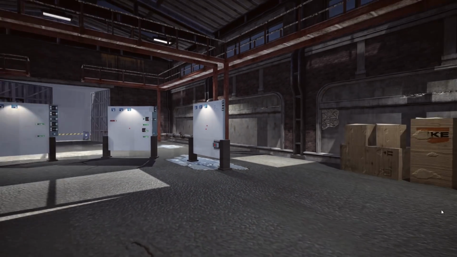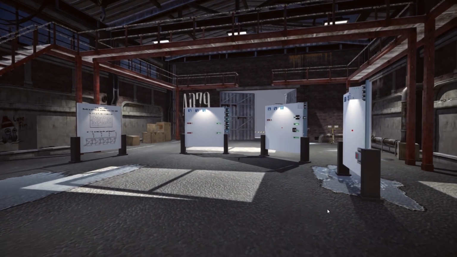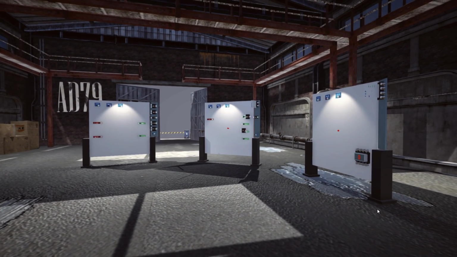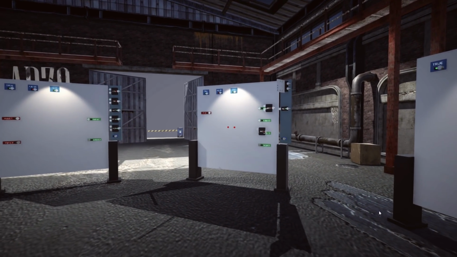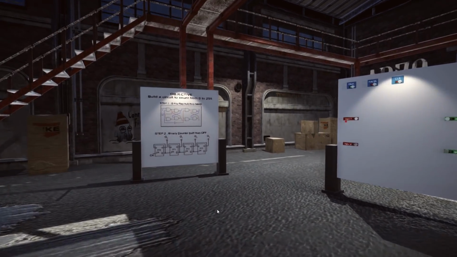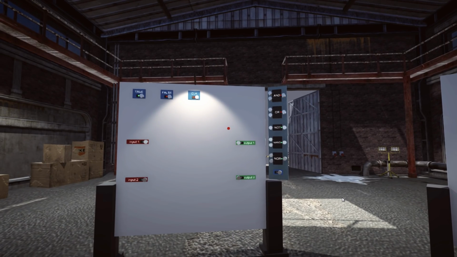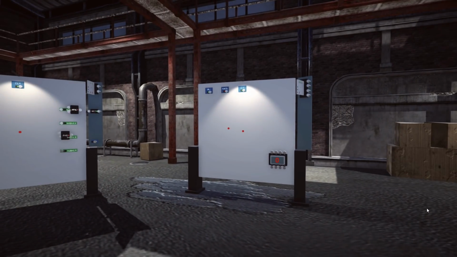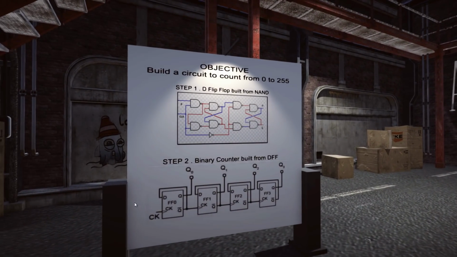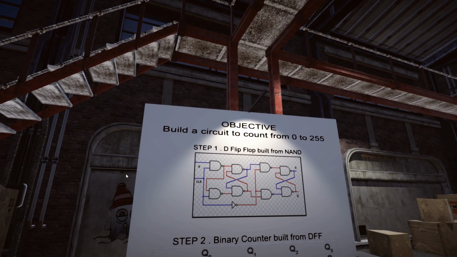So this is Megaprocessor. You can see straight away, I've built a scene which is a little bit reminiscent of, firstly, that Megaprocessor at the museum, and also Alan Turing's giant code-breaking machine behind him. Each of these boards is like a self-contained puzzle, and they're interconnected. And this is the challenge on the whiteboard over here. It tells you at the top, build a circuit to count from 0 to 255.